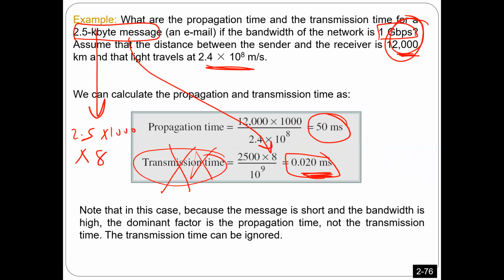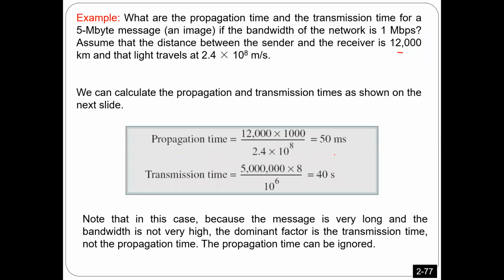I'm going to repeat the same example again, but I'm going to give you another scenario. In this scenario, the message is going to be big, and I'm also going to make the bandwidth small. So you will see this one jump from this number to a bigger number. That's exactly what I did. The message I'm going to make big, like 5 megabytes. Also, I'm going to make the bandwidth very small. Instead of 1 giga, it's going to be 1 mega.